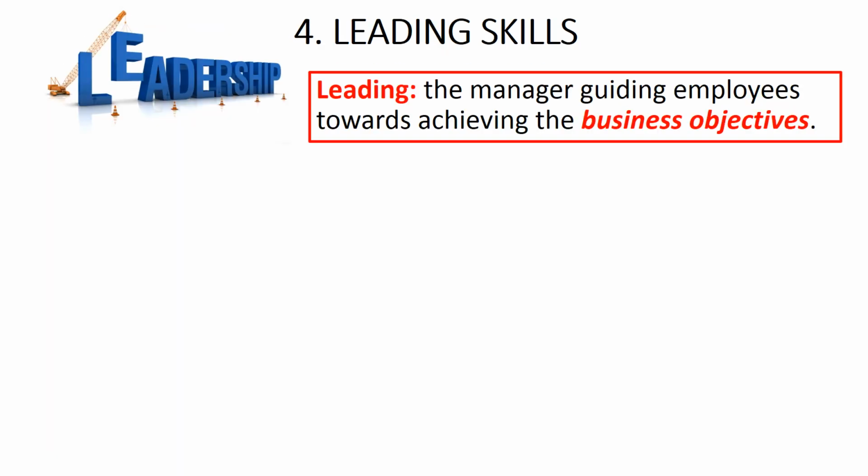The fourth set of skills that managers need is leading skills. Leading refers to the manager guiding employees towards achieving the business objectives. Look down the left-hand side of your vocabulary sheets, find the word leading and write this definition in there. Once you've done that, please highlight the words in red bold italics, and if you ever need to define leading, try to remember to include these highlighted words in your definition.